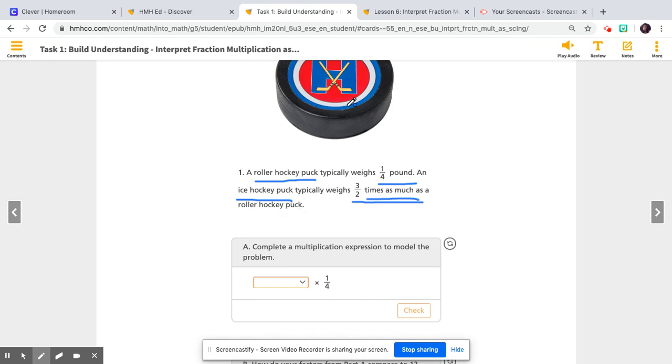There's some of these that go on ice, and there's some of these that go on regular hardwood floors that you play on at a roller rink.